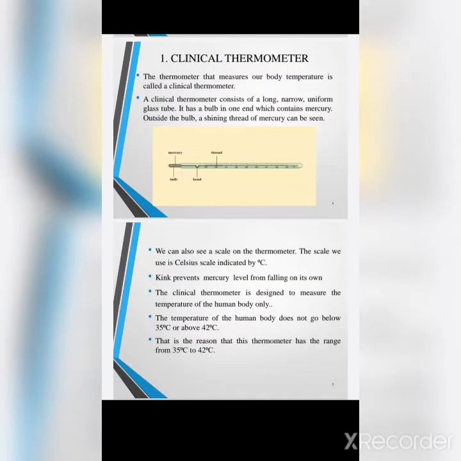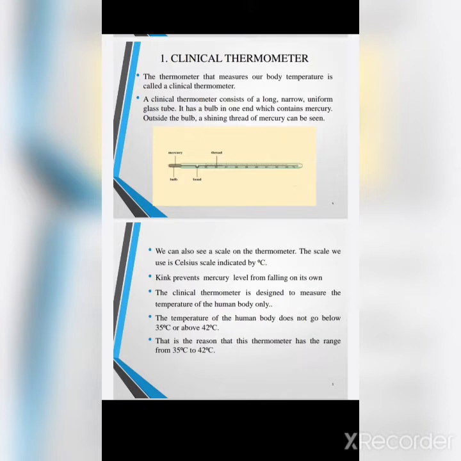Clinical thermometer. Students, when you feel sick, you might have seen a doctor using a thermometer, isn't it? And that thermometer is a clinical thermometer. The thermometer that measures our body temperature is called a clinical thermometer. A clinical thermometer consists of a long, narrow, uniform glass tube. It has a bulb at one of its ends which contains mercury.